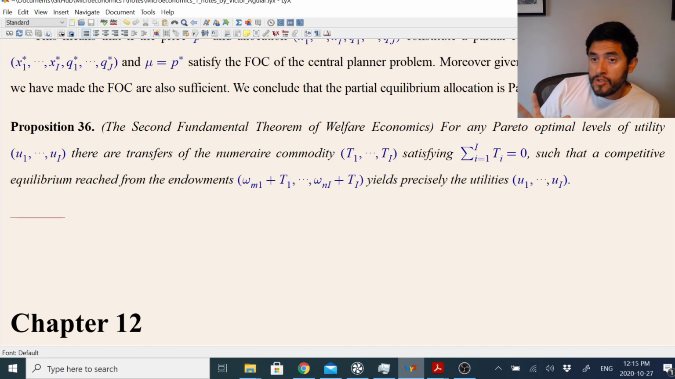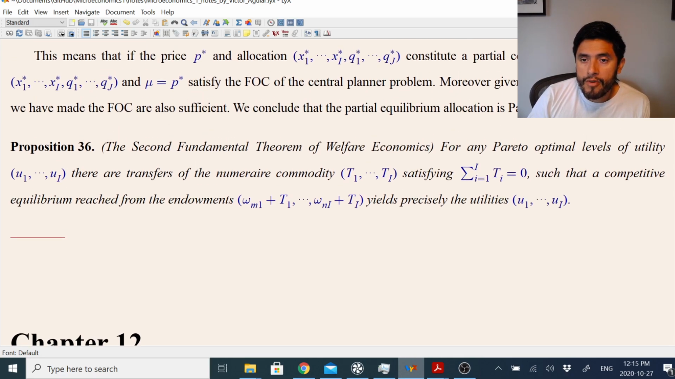So there is something called the second fundamental theorem of welfare economics that basically tells you a kind of inverse problem related to the optimality of the system. For any Pareto optimal levels of utility, so you know the profile of utilities of the society, there are transfers of the numeraire commodity. Imagine these are taxes that add up to zero, so lump sum transfers, such that a competitive equilibrium reached from endowments omega 1 plus T1, omega i plus Ti yields precisely the utilities U1 to Ui prime.